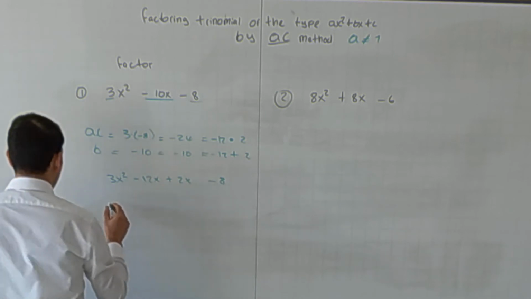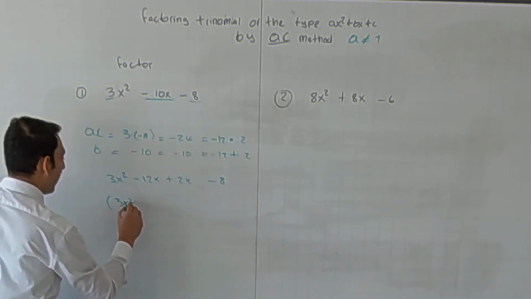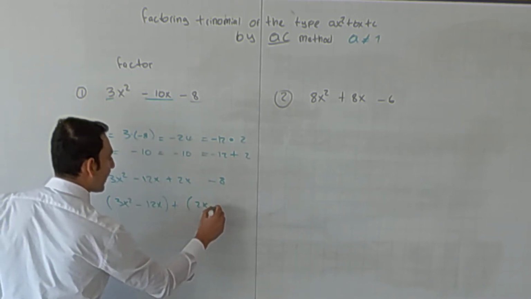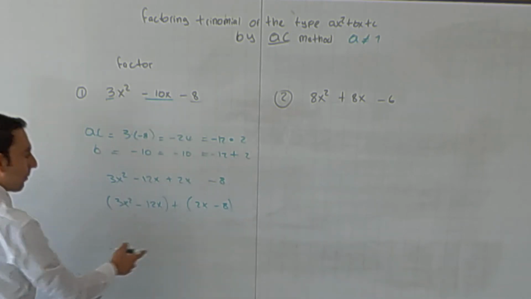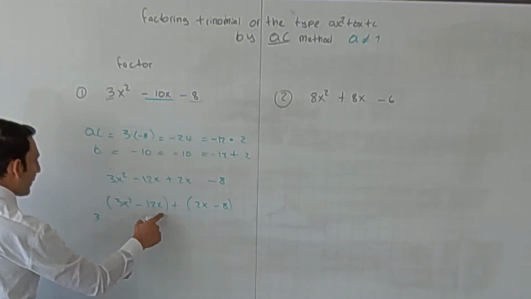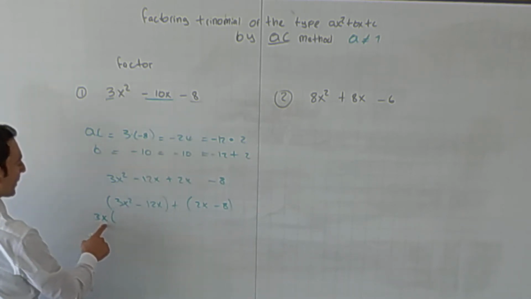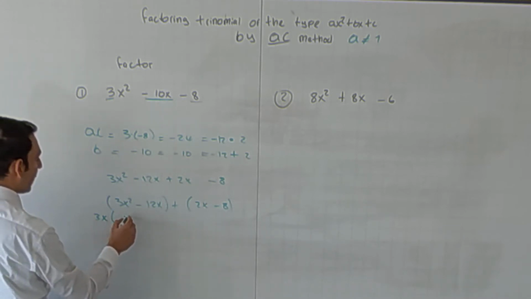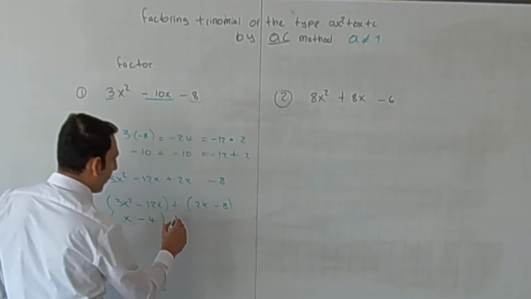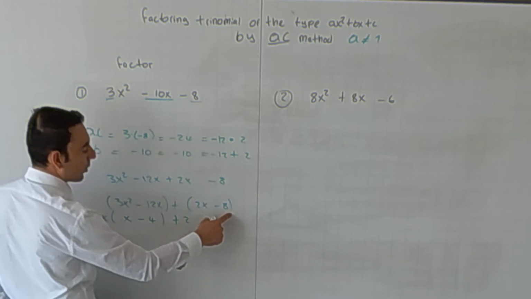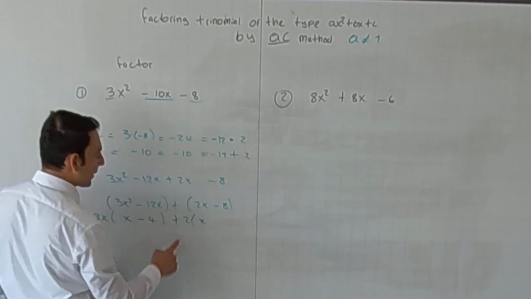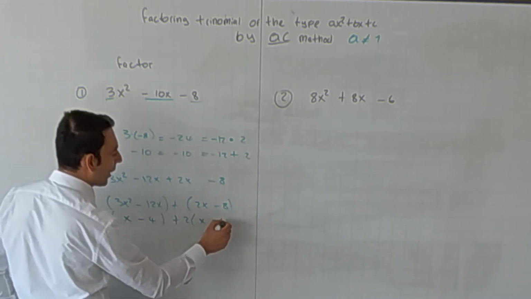If you remember grouping, we have to create the groups: 3x squared minus 12x in the first group, plus, it's always plus, the second group 2x minus 8. Next step in grouping is to find the greatest common factor. For the first parenthesis it is 3x. 3x times x is 3x squared, of course x, and 3x times negative 4 is negative 12x, of course negative 4. For the second parenthesis, the greatest common factor is 2. That is not possible with a variable because x is not common. 2 times x is 2x, of course x, and 2 times negative 4 is negative 8, of course negative 4.